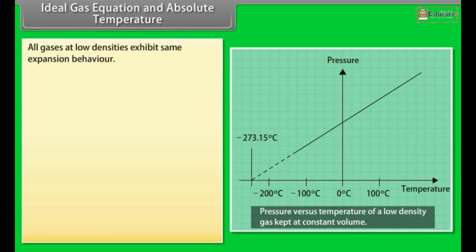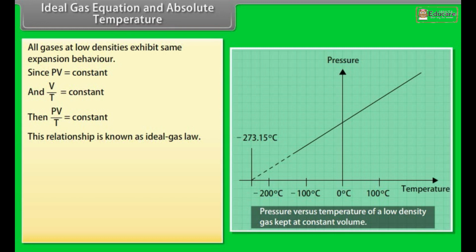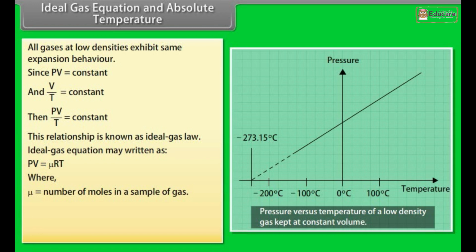Ideal gas equation and absolute temperature. All gases at low densities exhibit the same expansion behavior. Since PV is equal to constant and V/T is equal to constant, then PV/T is also constant. This relationship is known as the ideal gas law. Ideal gas equation may be written as PV = μRT, where μ is equal to the number of moles in a sample of gas and R is equal to the universal gas constant.